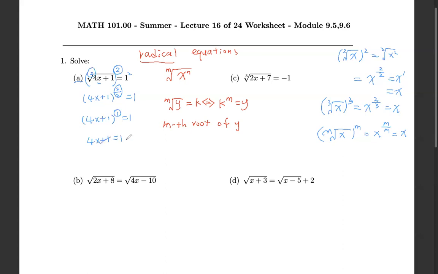Then we move the 1 to the other side, and it becomes negative. So we have 4x equals 1 minus 1, which is 0. Divide by 4 on both sides. So we get x equals 0 divided by 4, which of course is 0. So the solution for the first one is 0. If we plug in 0 for x, indeed, 4 times 0 is 0, 0 plus 1 is 1, square root of 1 is 1.